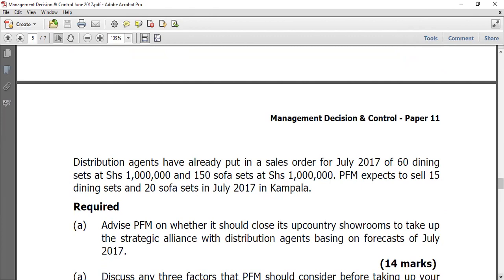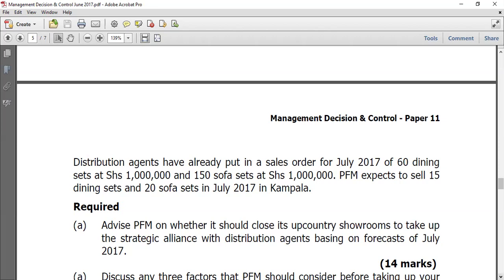Now, the whole principle for this question is you're going to draw up your profit statement. The profit statement you're going to draw up is for when the decision is not taken and when the decision is actually taken, to see how you're transforming from the other. And of course, the principle is if you get a lower profit, then you shouldn't close. If you get a higher profit, then you should close.